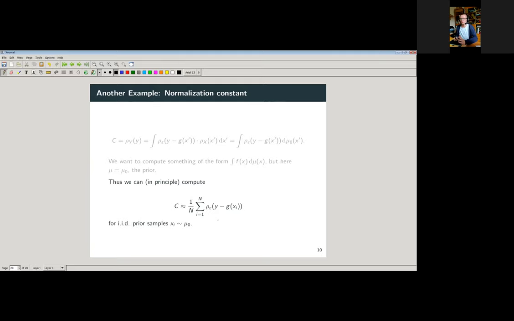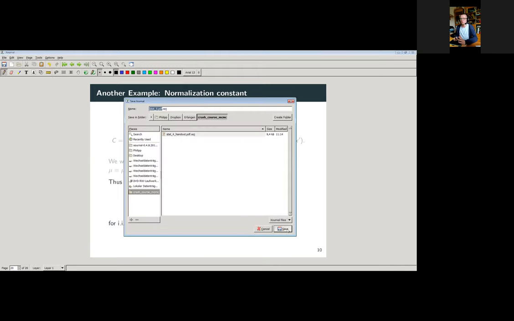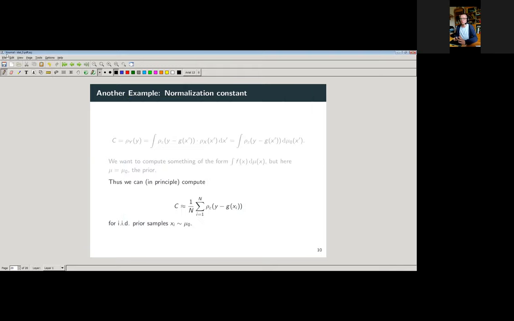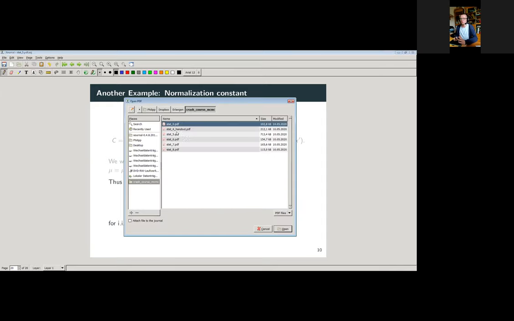There are practical problems with this approach, but in principle, we can compute this integral via that. Okay, so that is why we need samples in order to compute integrals. I'll just save these slides again. And the next topic would be how we can sample from distributions, unless there are any other questions.